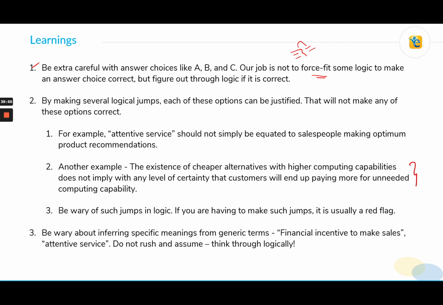Those are red flags that you see across not just strengthen and weaken questions, across all types of CR questions. And again, be extremely careful with inferring specific meanings from generic terms. For example, yet again, financial incentive to make sales. The argument only talked about the competitor salespeople in the context of their pay being tied to the value of the goods they sell. Nobody told us that Comput-o-mart salespeople do not have any kind of financial incentive to make sales. This particular phrase is extremely generic. You have to be careful about interpreting this as well.